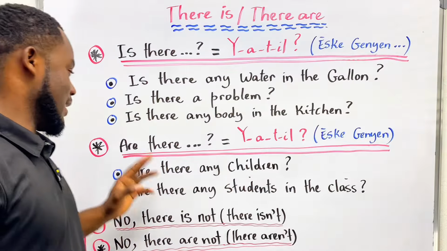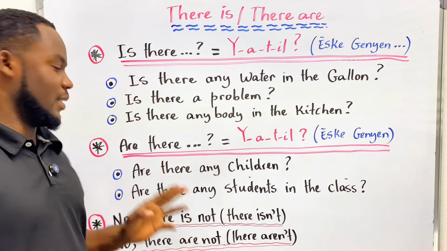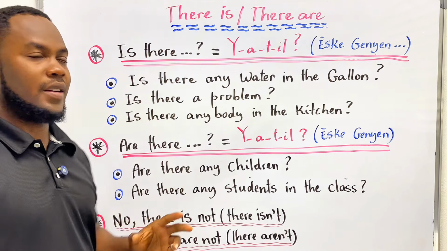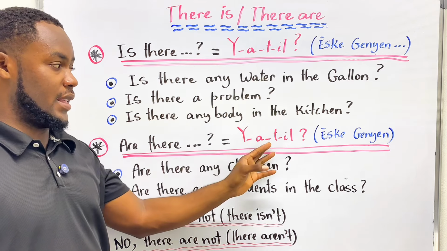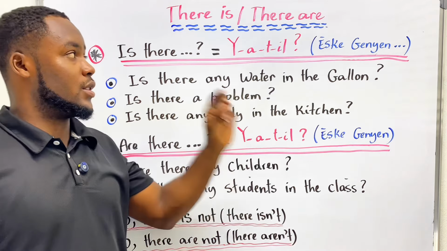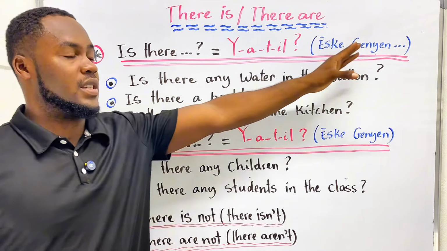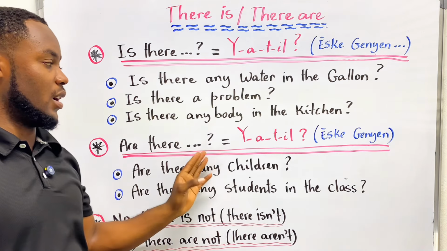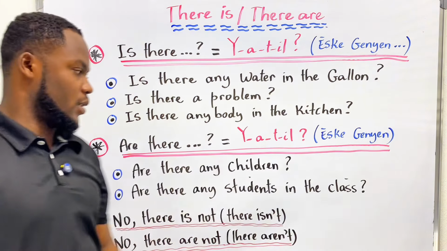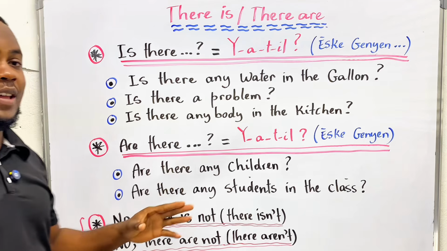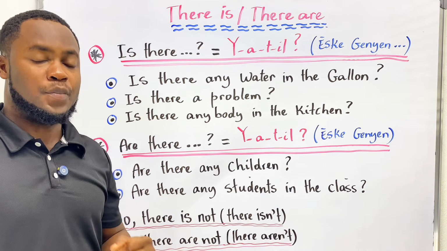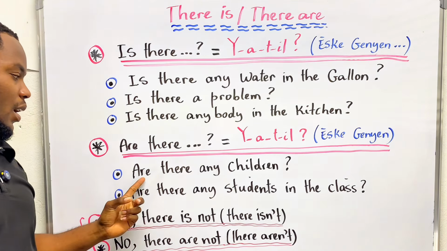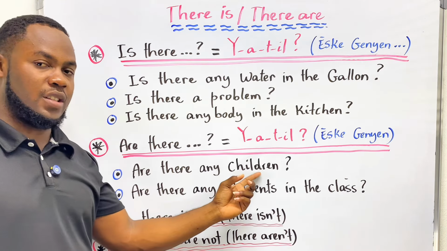Okay, now let's talk about are there. Are there is the same thing as is there. So we use is there for singular and we use are there for plural. So if I want to say, are there any children? How do I say that? I say, are there any children?